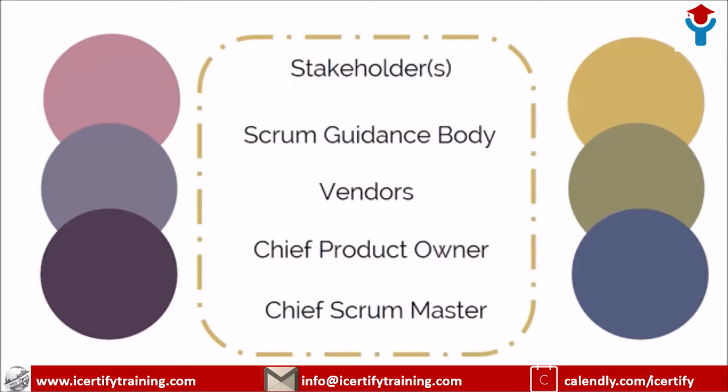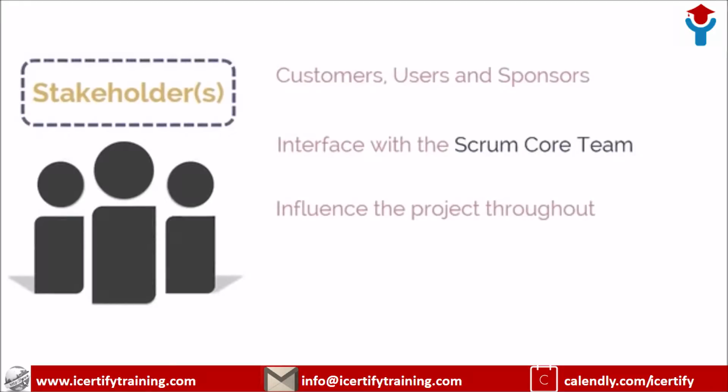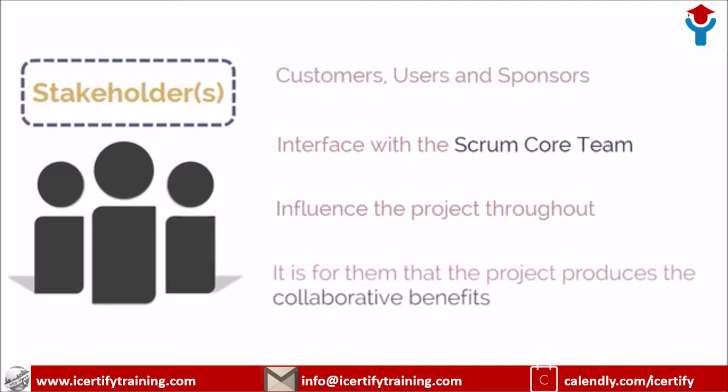Stakeholders, the Scrum guidance body, vendors, the Chief Product Owner, and the Chief Scrum Master. Let's meet these people one by one. The first role is the stakeholder or stakeholders. This is a collective term that includes customers, users, and sponsors. They frequently communicate with the Scrum core team and influence the project throughout the project's development. Most importantly, it is for the stakeholders that the project produces the collaborative benefits.